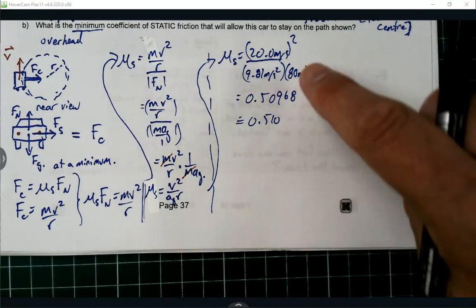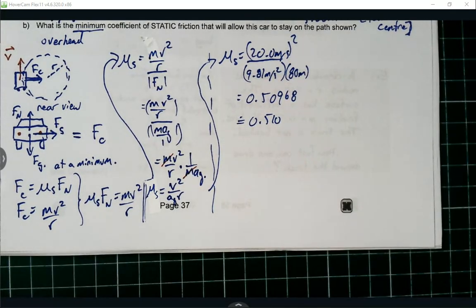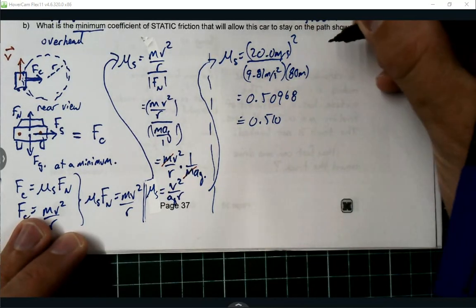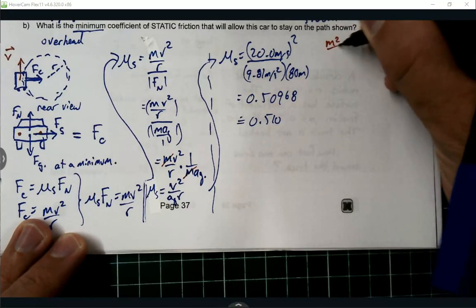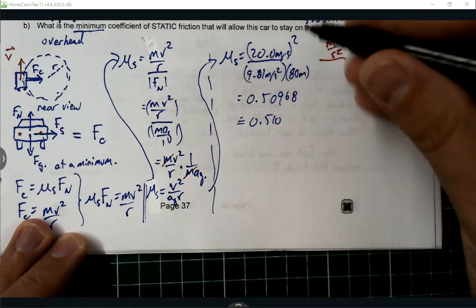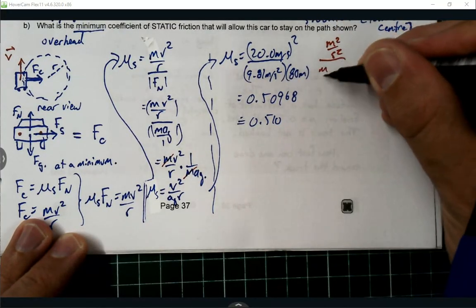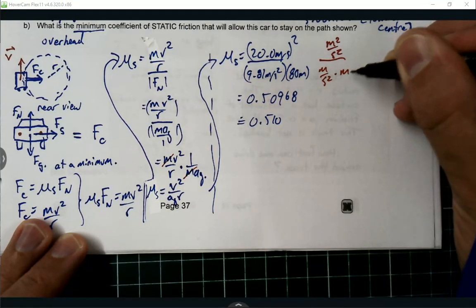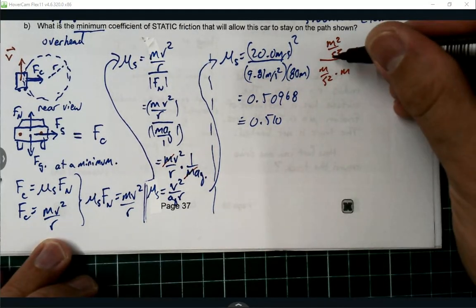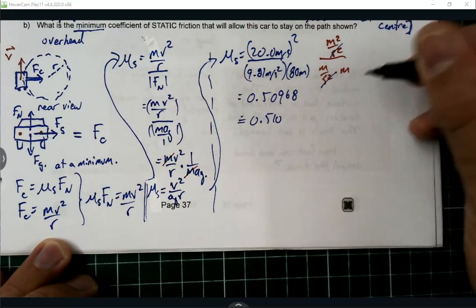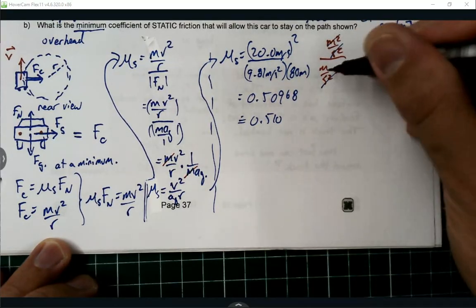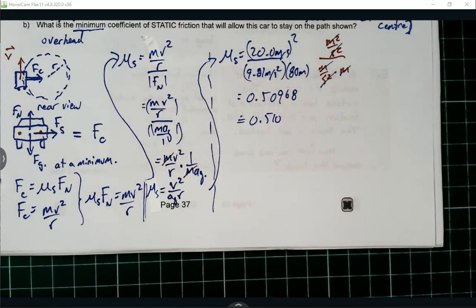With all these units, it's hard maybe to immediately see that it's unitless, but we could do a quick little dive into this one. Meters per second squared is going to be meters squared per second squared divided by meters per second squared times meters. Notice that the seconds squared are gone. That's meters squared, so the meters squared are gone. It's unitless. So once again, coefficient of static friction has no units associated with it.